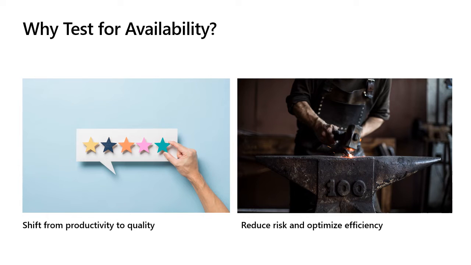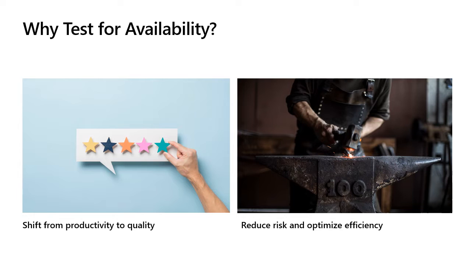So while we do have makers who are building these apps, helping automate and empower the organization, we want to look at how we can move from productivity into quality. How do we harden that application, make it ready for the enterprise, find those mission critical applications and really apply quality to them? Availability testing will help here by ensuring that the app is running, right?